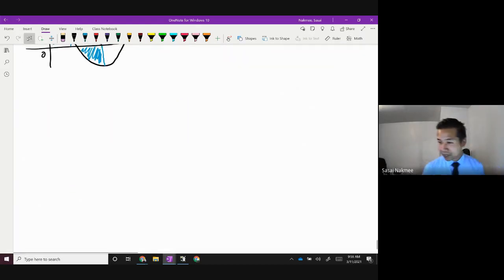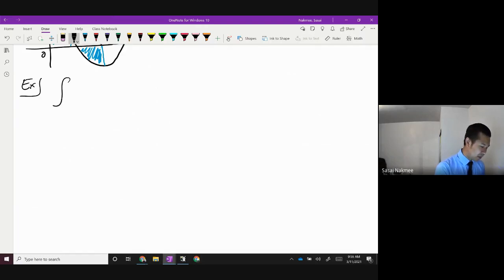Let's try another one here. Let's say I was asked to do the integral from 0 to pi of sine x dx. What do you guys think that's going to be? If you had to guess, what would you think that value is going to be? Just a guess. What do you think?